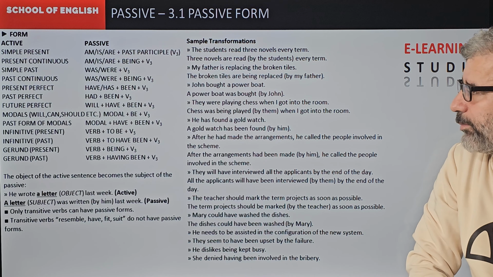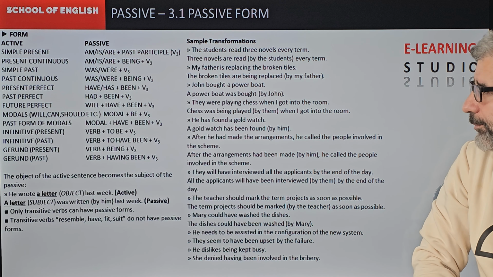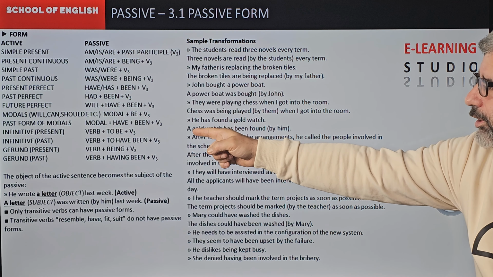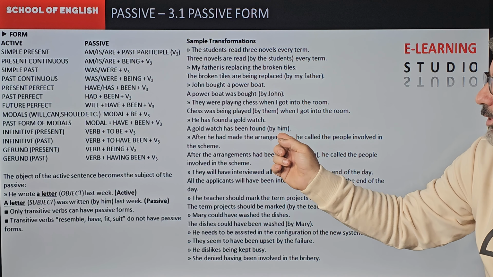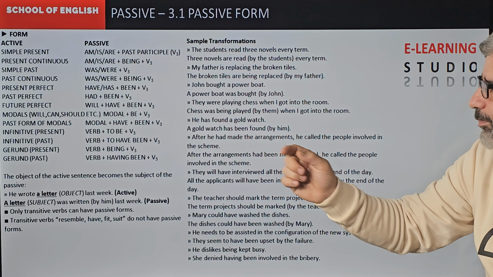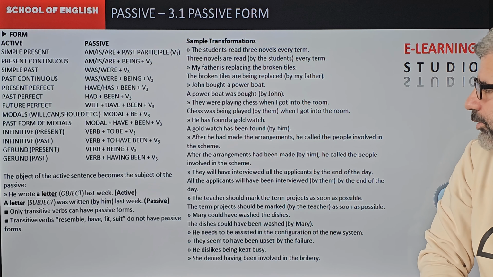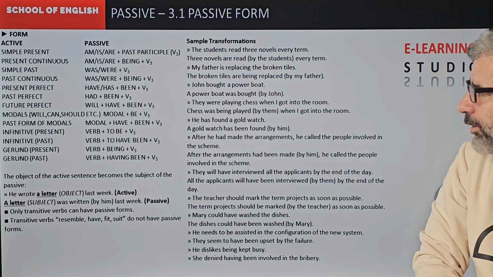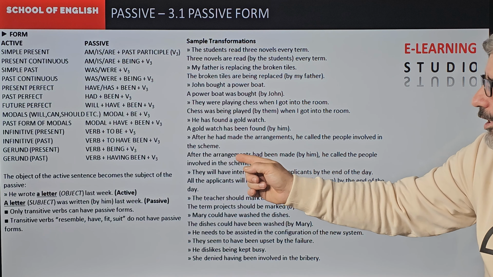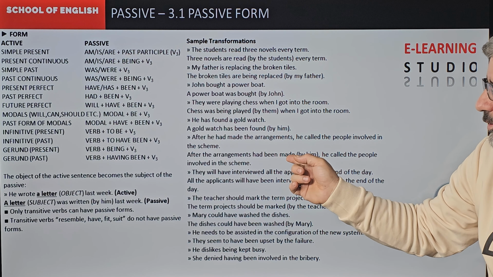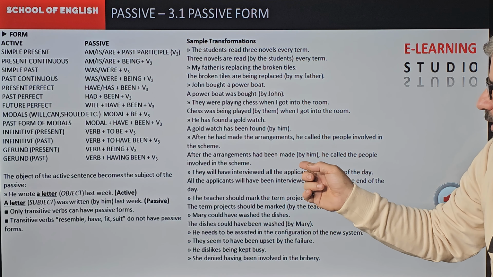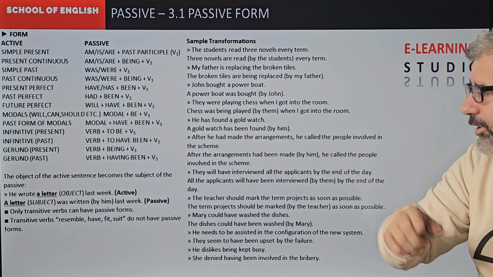Let's move on with present perfect tense. He has found a gold watch. What is the object here? A gold watch. A gold watch has been found by him. And now we have past perfect tense. After he had made the arrangements, he called the people involved in the scheme. Here the arrangements is our object. After the arrangements had been made by him, he called the people involved in the scheme. This is the passive formation of past perfect tense.